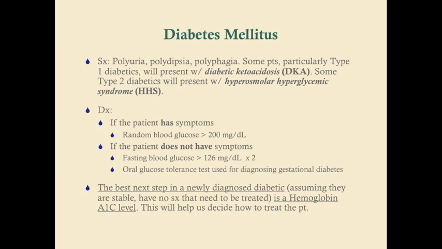Now, some type 2 diabetics will present with hyperosmolar hyperglycemic syndrome, but the nature of hyperosmolar hyperglycemic syndrome is that these patients are severely dehydrated, and that doesn't usually happen in patients who can get out and about and are able-bodied. That usually happens more in sick, infirmed, and older patients. So it's very rare for type 2 diabetes to present with hyperosmolar hyperglycemic syndrome.